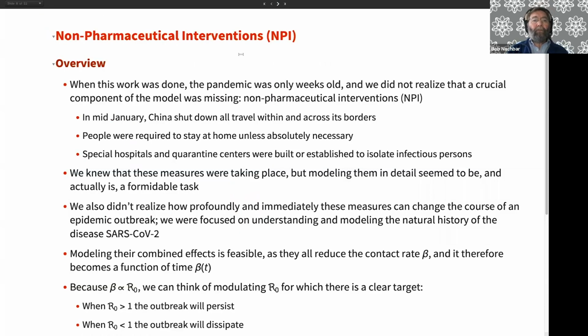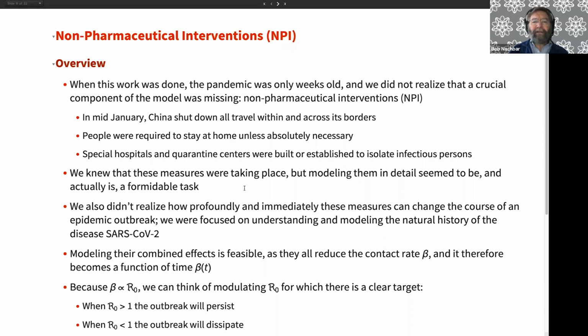Okay, so one thing that we recently discovered is very important are these non-pharmaceutical interventions: social distancing, masks, government policies that cancel large social events, and things like that, closing borders, restricting travel, and those sorts of things. And they all effectively reduce the contact rate.